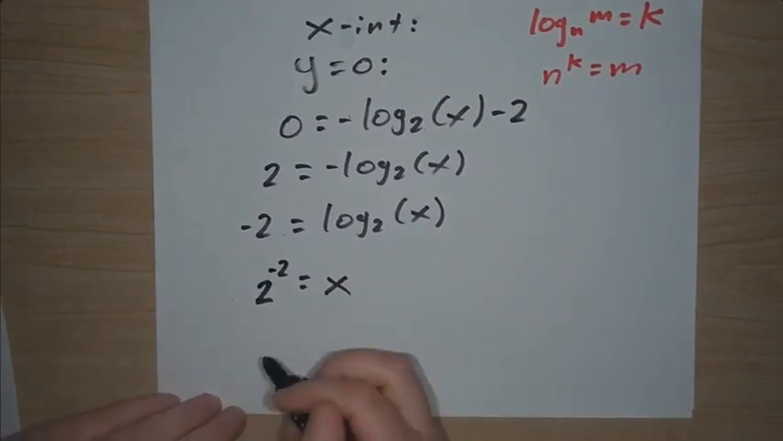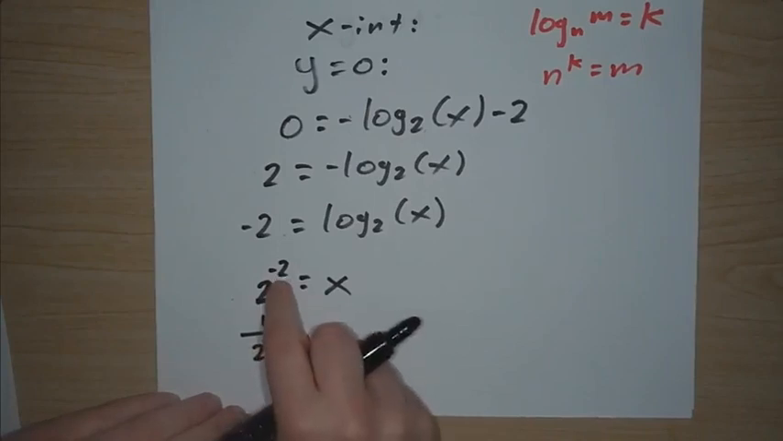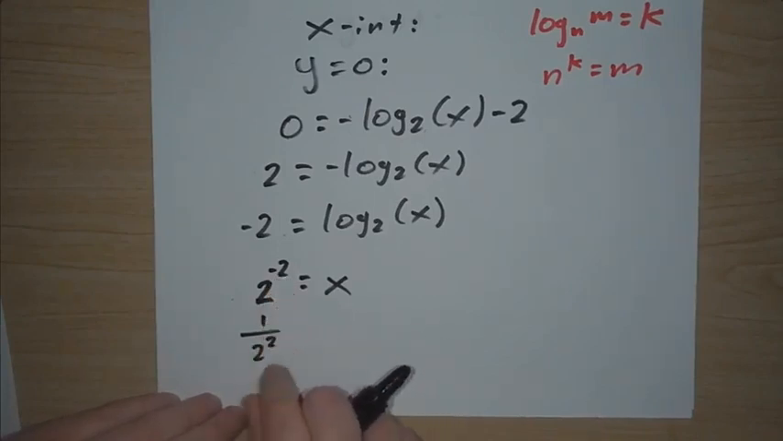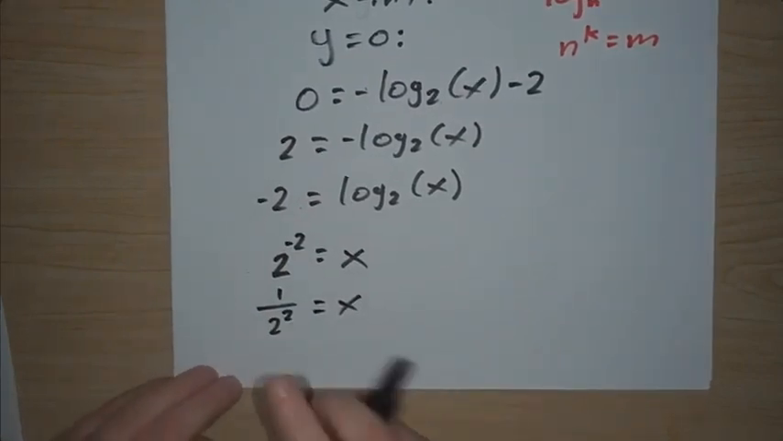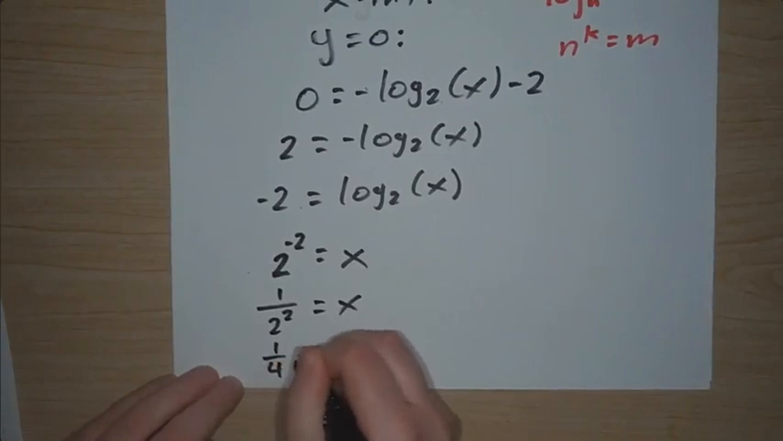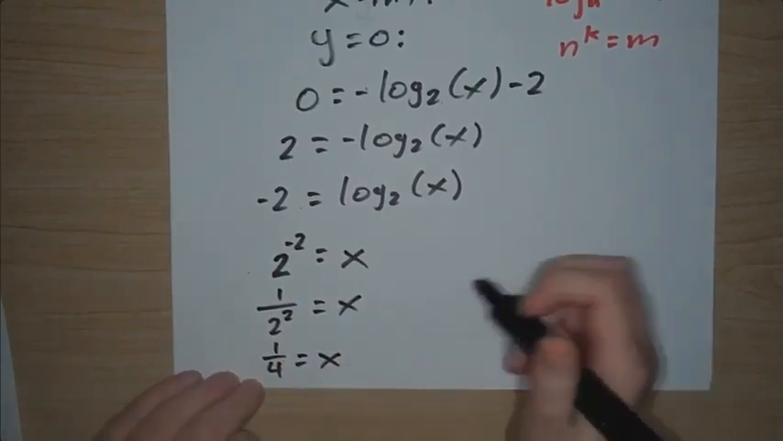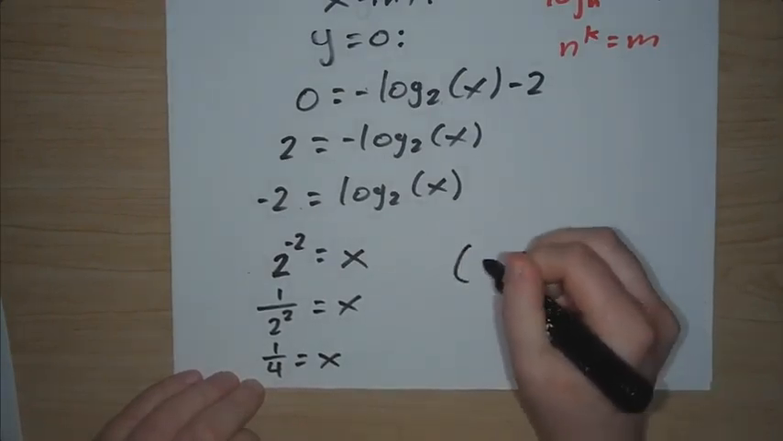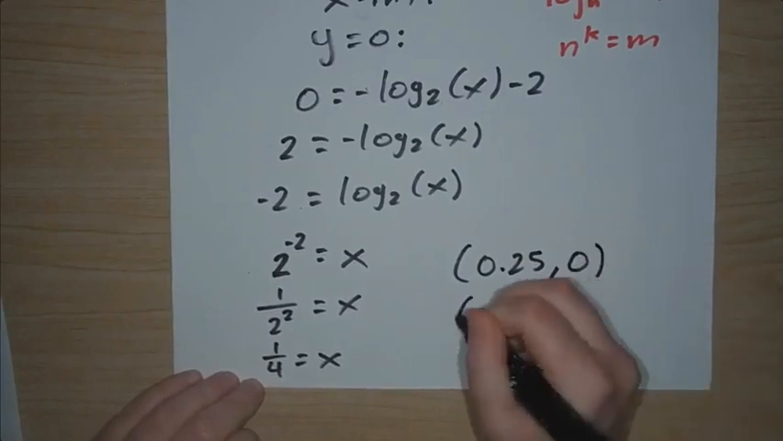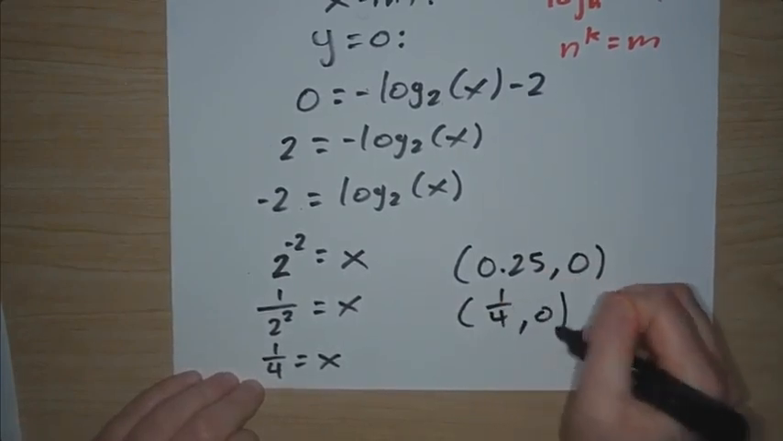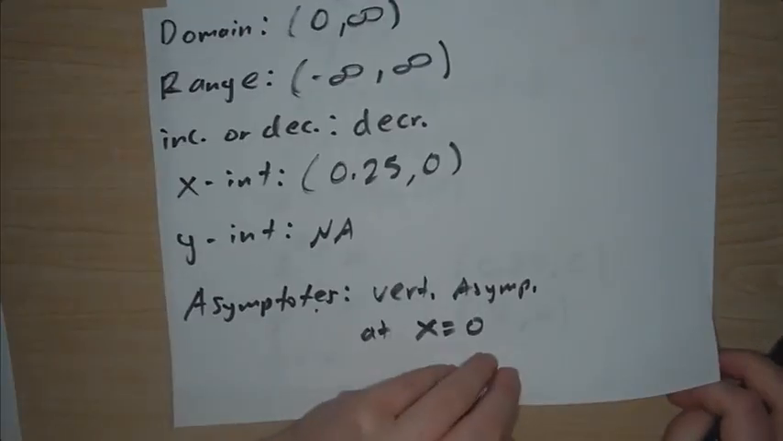So 2 to the negative 2, we can rewrite that as 1 over 2 to the 2. The negative flips this 2 over. And 2 to the 2 is 4, so we have 1/4 is equal to x, which is 0.25. So we can rewrite this as a point of 0.25, 0. Or you could write it as 1/4, 0. It doesn't matter. We notice that this is the same as what we got earlier with our graph.